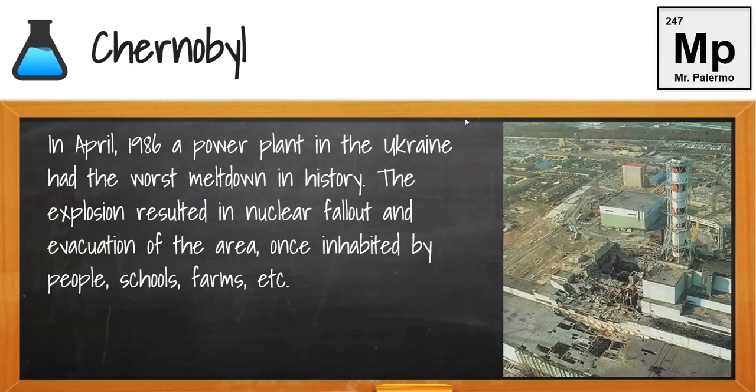And of course, we have Chernobyl, which is the worst meltdown in history. This happened in Ukraine in 1986, and the resulting explosion led to nuclear fallout, and they had to evacuate the surrounding areas, and many of those areas are still uninhabitable today.